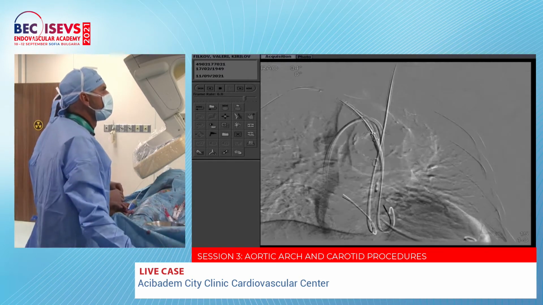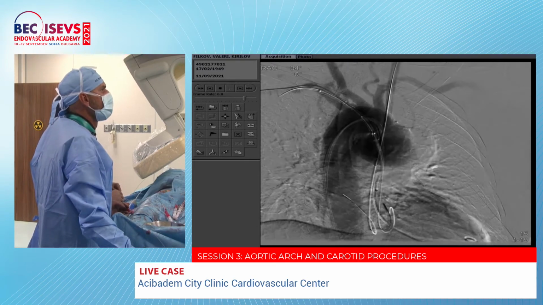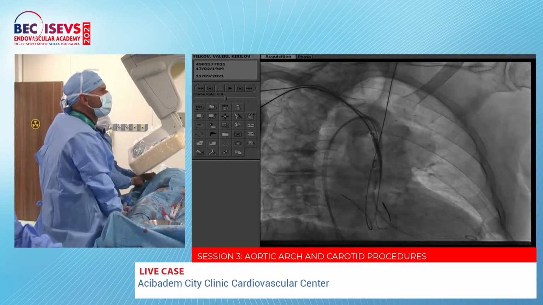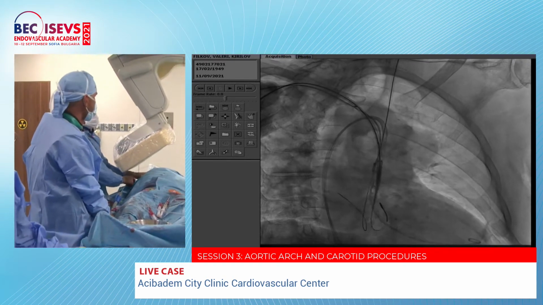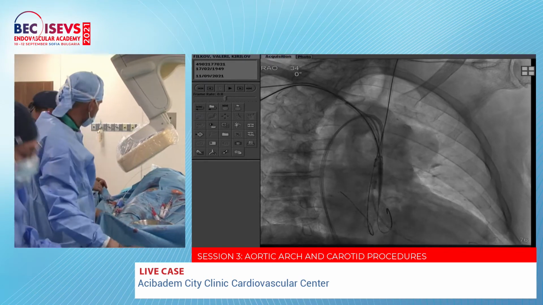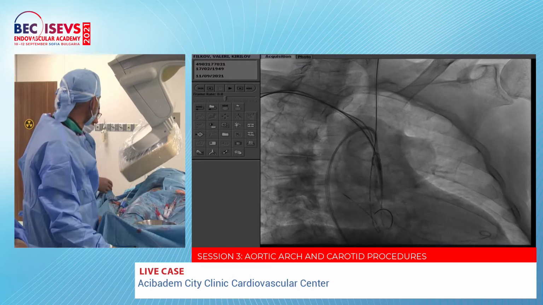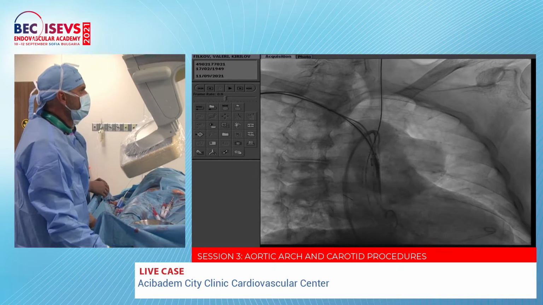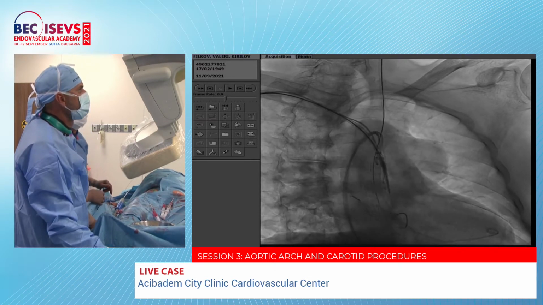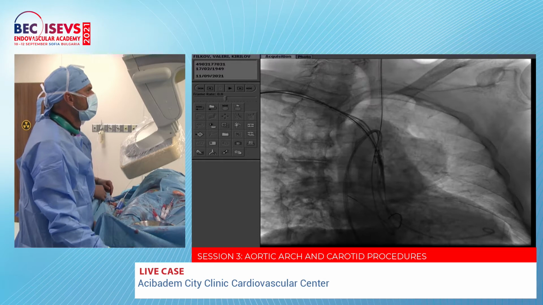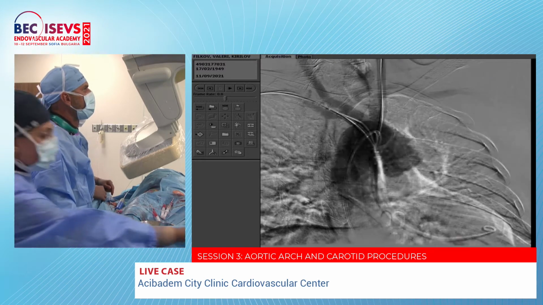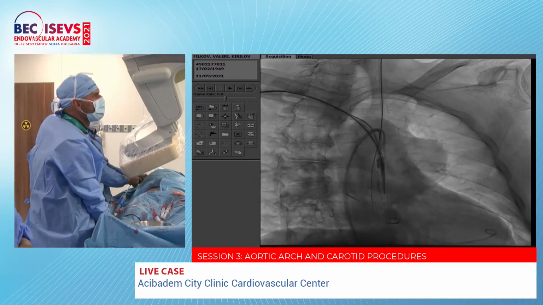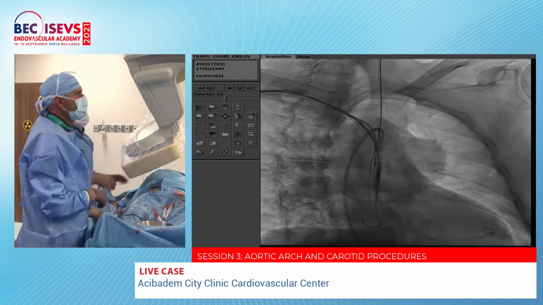Okay, we have to go a little more deep, quite deeper. We need more caudal. Yes, the caudal is needed. We are going more caudal in order really to take a look at the bifurcation. Okay, ready? Yes. It's a little better, but still not enough. More or less here.